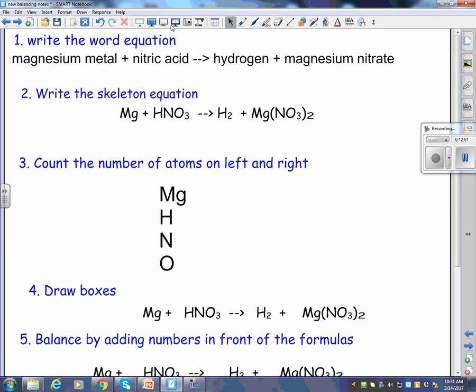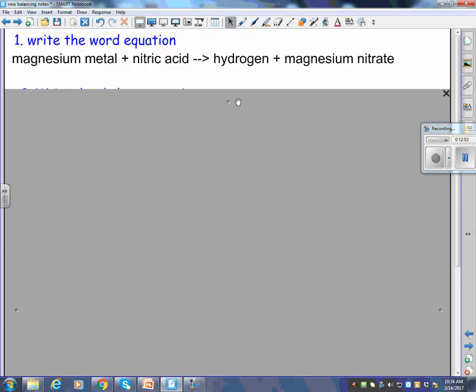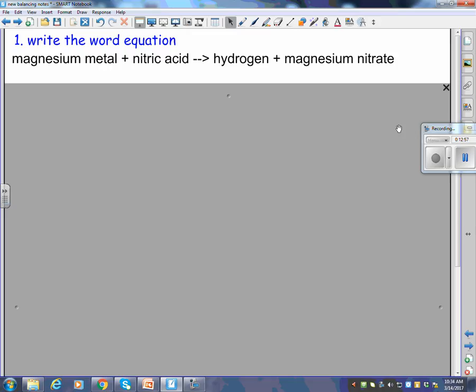Okay, so let's try this one here. This is an example I think you guys have, right? Bottom of page 2. Write the word equation: magnesium metal plus nitric acid gives you hydrogen and magnesium nitrate. I'm just giving you that.